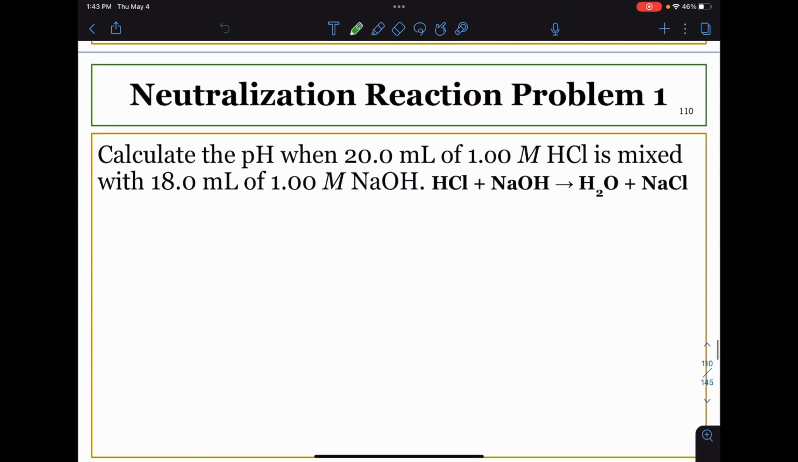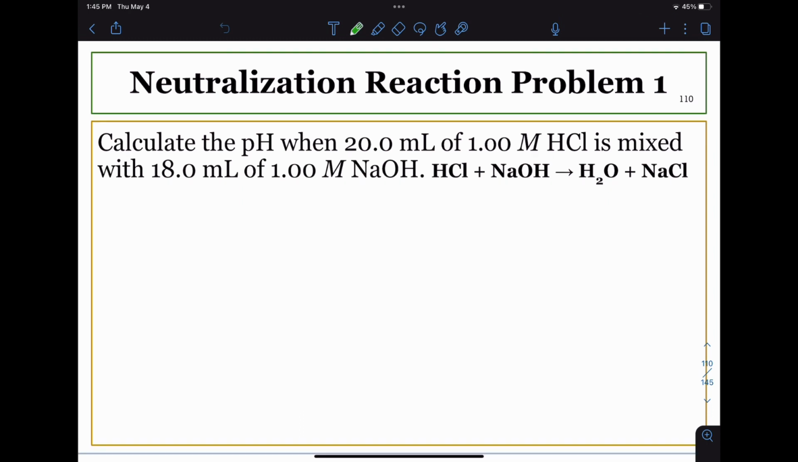So let's try this problem. We're going to calculate the pH when 20 milliliters of a 1 molarity HCl solution is mixed with 18 milliliters of 1 molarity sodium hydroxide. This is the chemical reaction that is being formed here. The HCl reacts with sodium hydroxide to form water and sodium chloride. These react in a 1-to-1 mole ratio, so we need to find the moles of each of the compounds first.